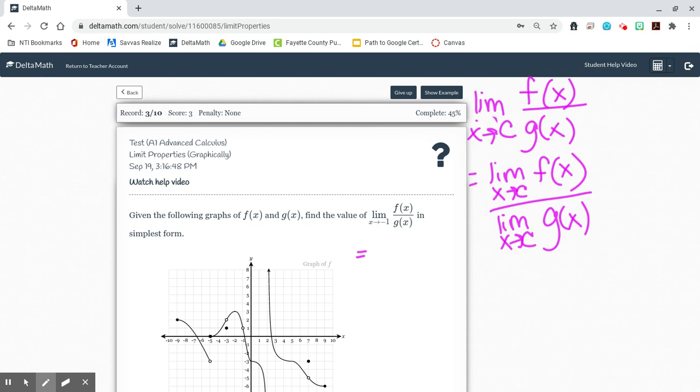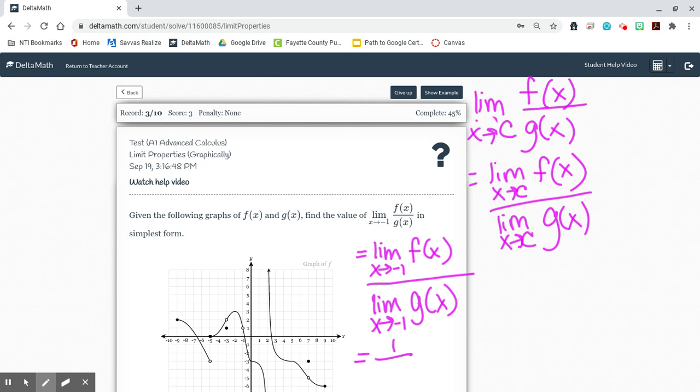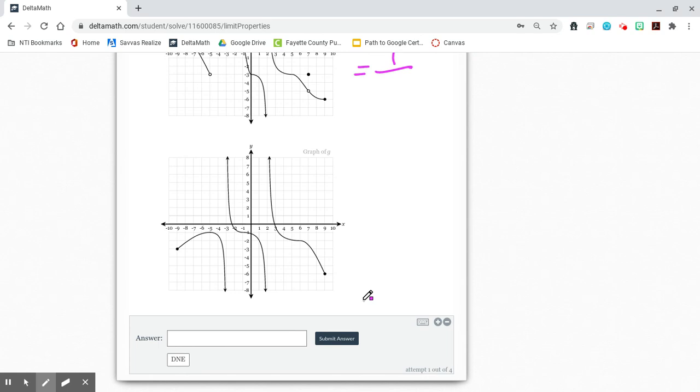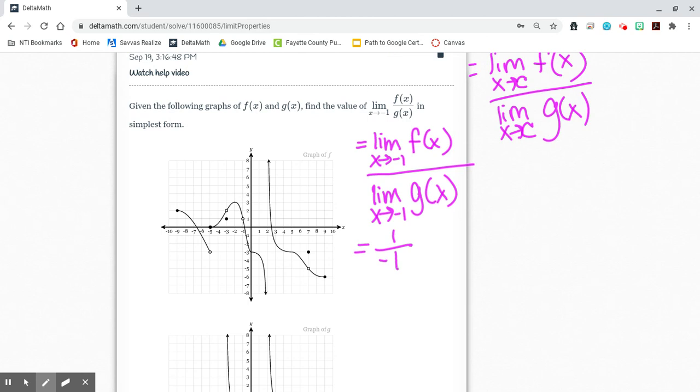So here I'm going to find the limit as x approaches negative 1 of f, and then I'm going to divide that by the limit as x approaches negative 1 of g. So I have a picture of f. As x approaches negative 1, I get 1 for my limit for f. And then for g, scroll down, as x approaches negative 1, we get negative 1 for g. And so 1 divided by negative 1 is negative 1. We'll type in our result.